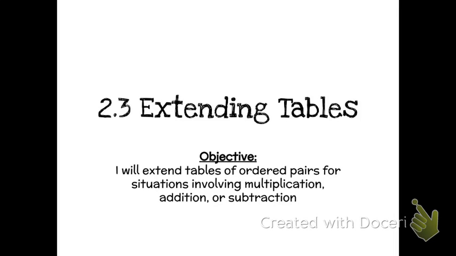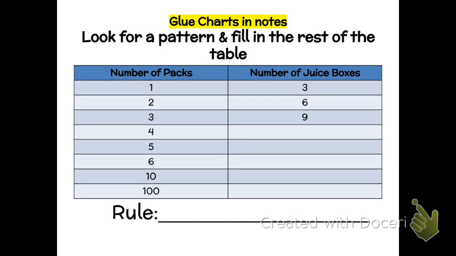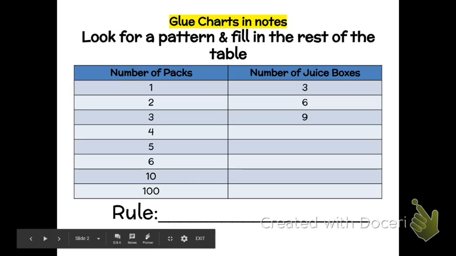Today's lesson is topic 2.3, extending tables. The objective for today is that I will extend tables of ordered pairs for situations involving multiplication, addition, or subtraction. In your notes, you should have two different charts.